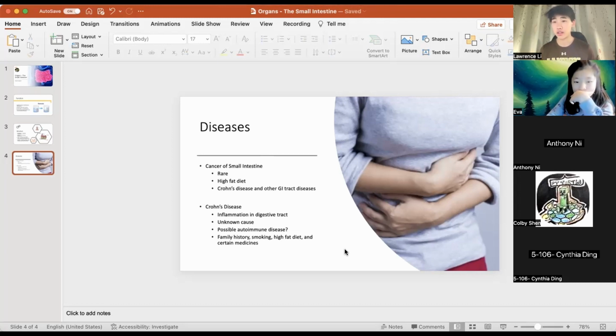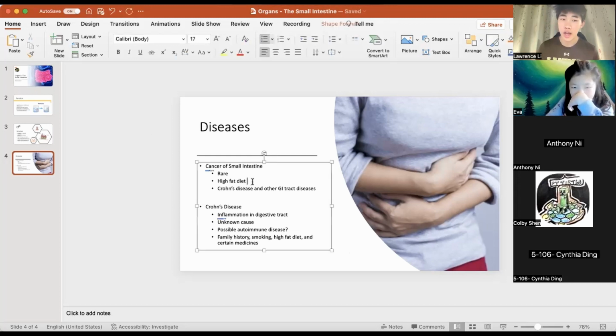They can mutate in the lungs. You can have lung cancer. They can mutate in the small intestine. You can get small intestinal cancer, which is rare compared to a lot of other cancers. It is very rare, in fact.